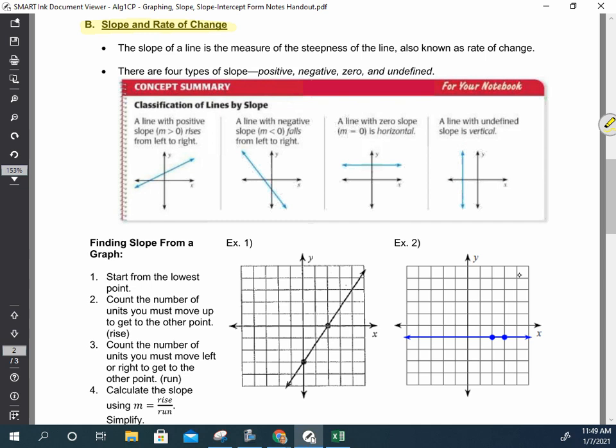So slope is the steepness of a line, also known as rate of change. So you have to know what a slope means. You should also know that there are 4 types of slope. There's positive, negative, zero, and undefined.